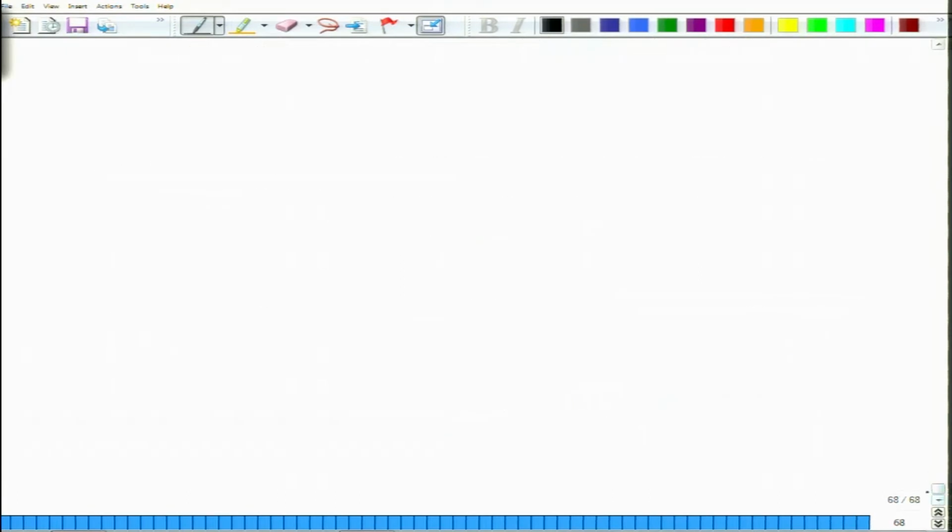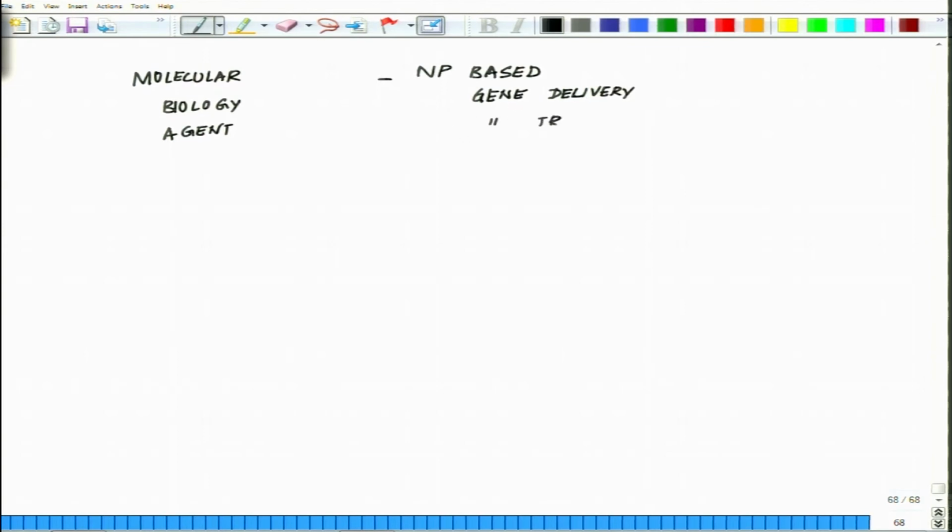Okay. Next important aspect is the molecular biology agents, which is essentially the biotechnology agent. Molecular biology agents in the veterinary medicine, which includes nanoparticle, NP stands for nanoparticle, based gene delivery, gene transfer, similarly DNA transfection.